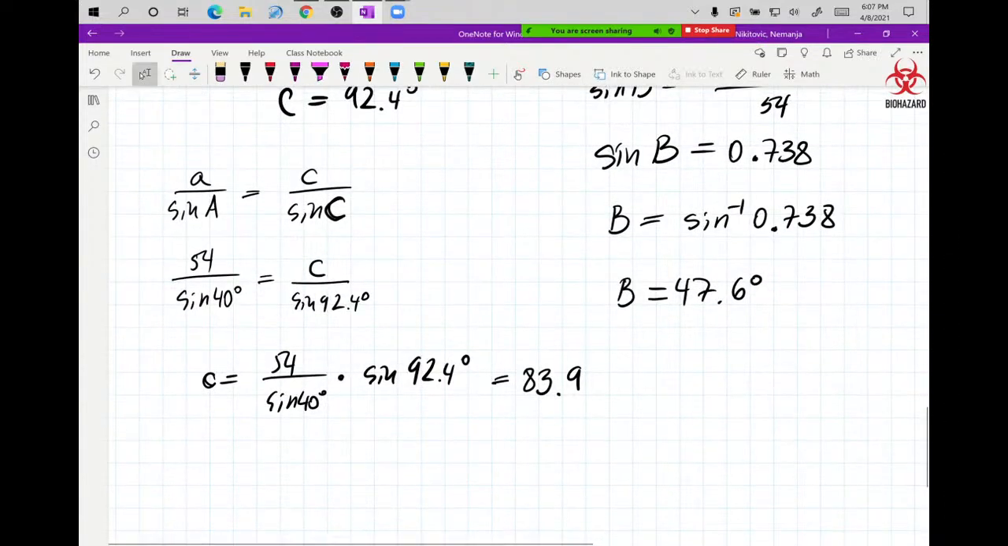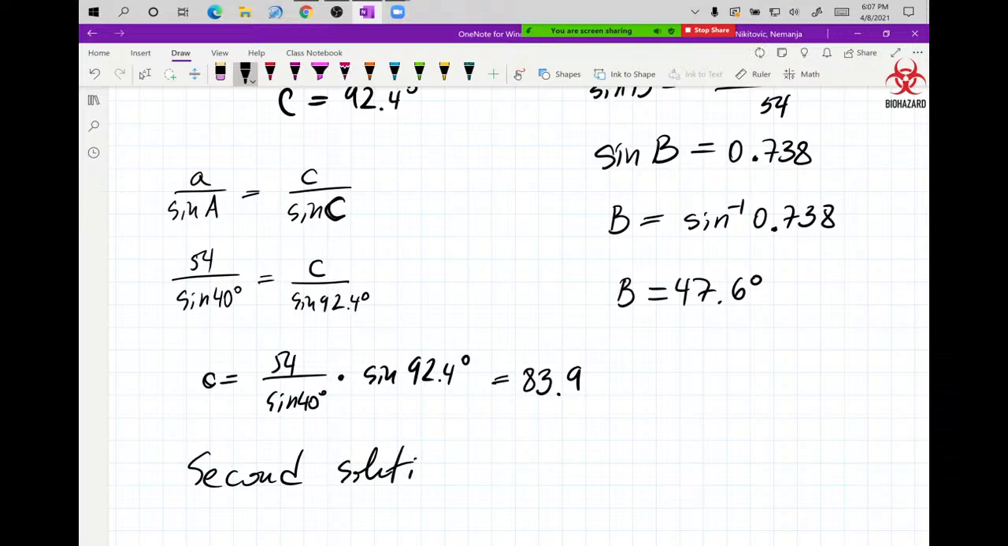So second solution has a new B. You can call it B star, B prime, B whatever, and that is going to be 180 minus 47.6 degrees for a total of 132.4 degrees. That will be a 3, that will be a 2, and that will be a 4, yes.